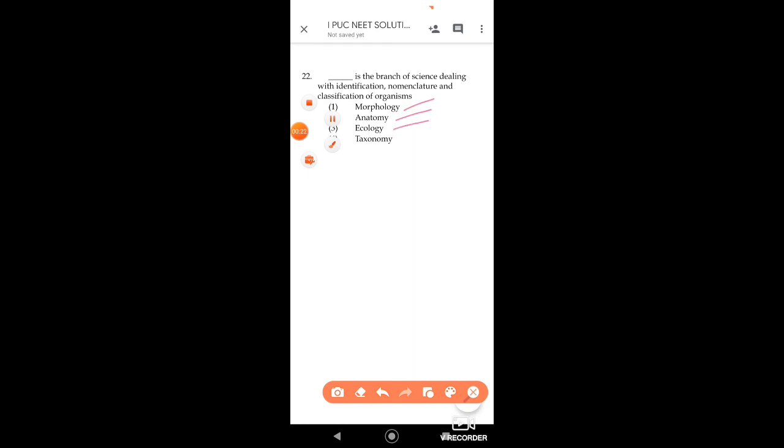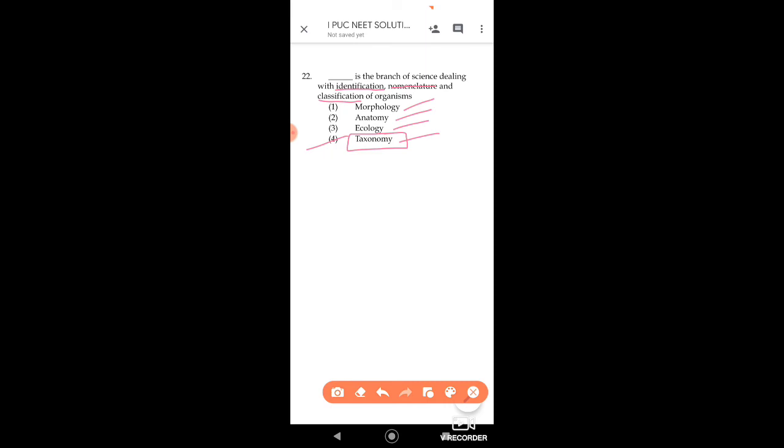The second question: dash is the branch of science dealing with identification, nomenclature and classification of organisms. Four options have been given. Option 1 is morphology, then we have anatomy, ecology and taxonomy. The branch of science that deals with identification of organisms, naming or nomenclature of organisms, and grouping or classification of organisms is taxonomy. So go for option 4.